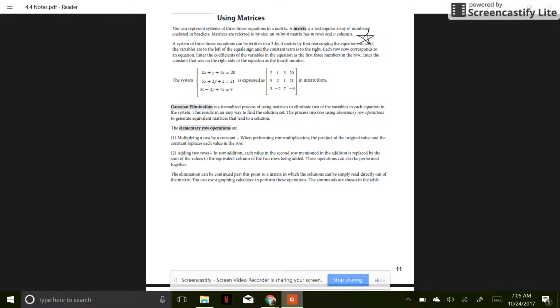So a system of three linear equations is written in a 3x4 matrix by first rearranging the equation so all of the variables are to the left of the equal sign and the constant term is to the right. Each row now corresponds to an equation. You enter the coefficients of the variables in the equation as the first three numbers in the row, and then the constant on the right side is the fourth number.